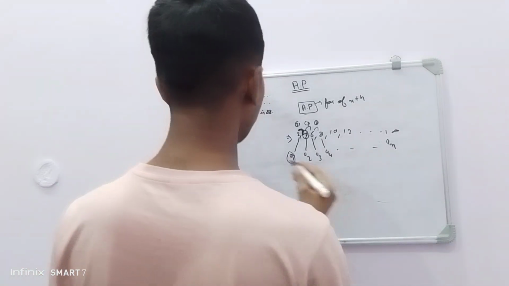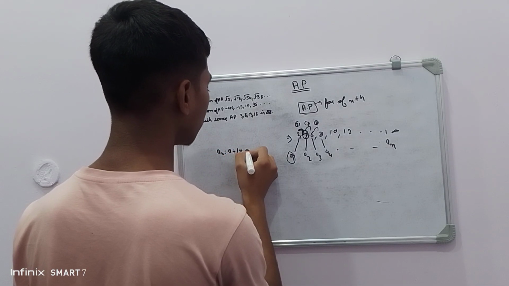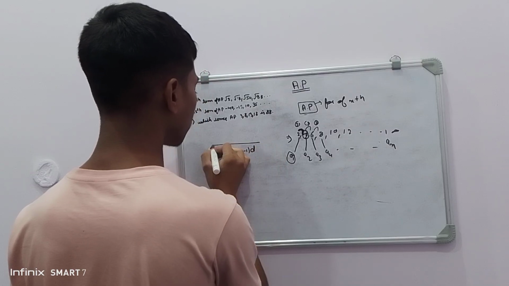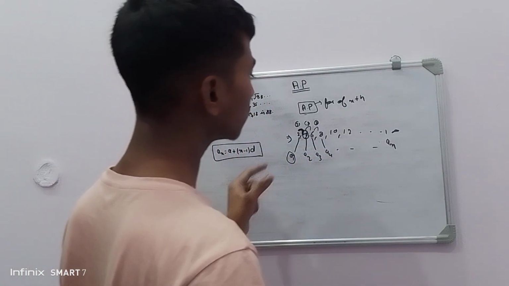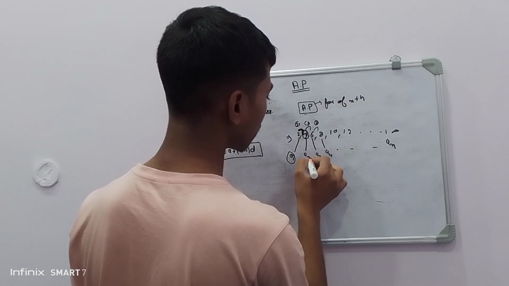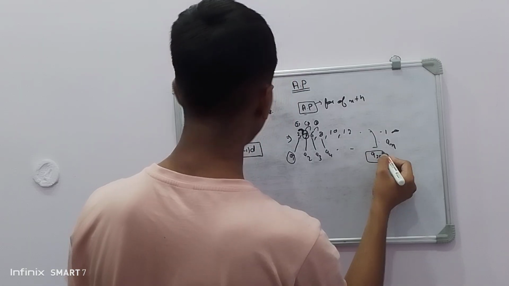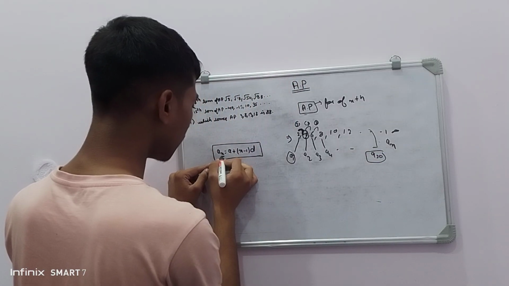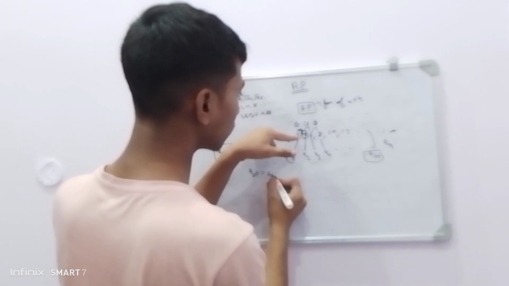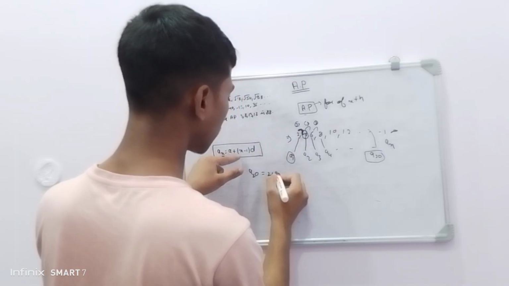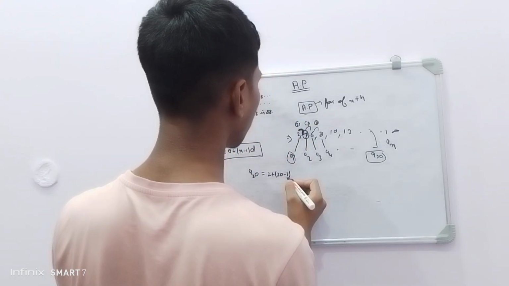Now I am going to write the formula of the nth term. The formula is an equals a plus (n minus 1) d. This is the basic formula you need to solve arithmetic progression questions. Suppose I ask you to find the a20 term. You will use this formula: put n equal to 20 and a equal to 2, as given in the question. The 20th term means 20 minus 1 according to the formula, and the common difference, as you found, is 2.